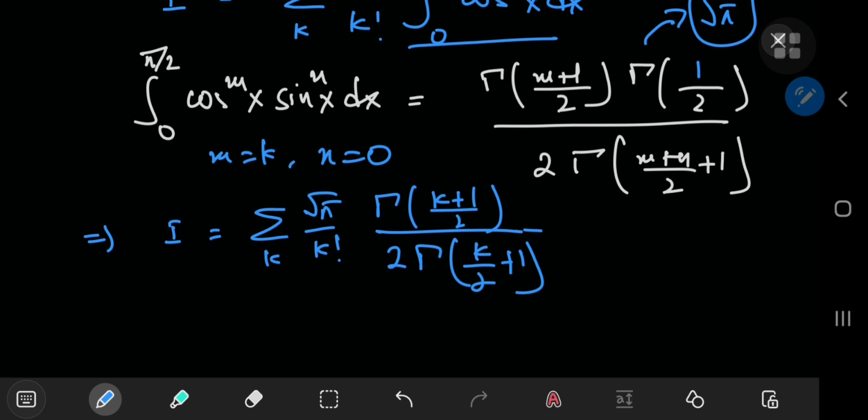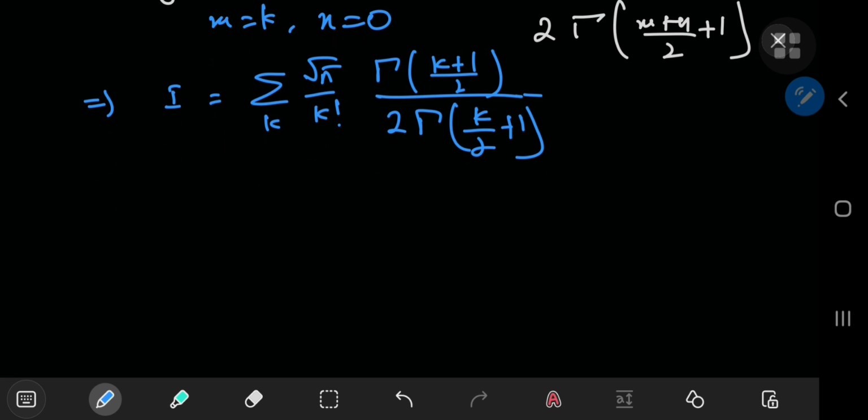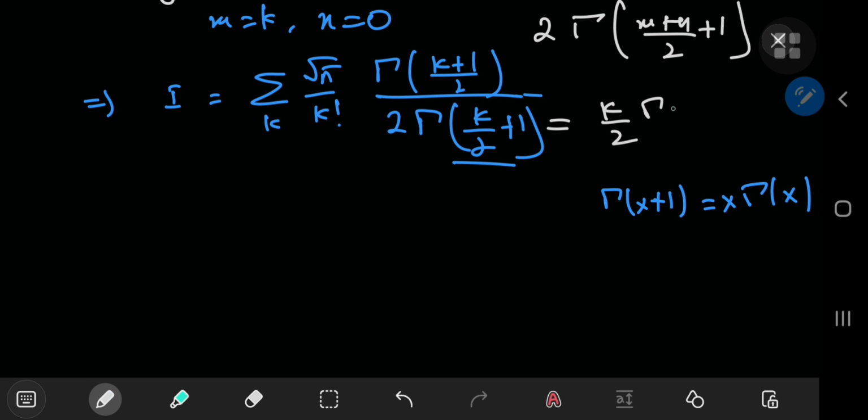And immediately we can use a recursive formula for the gamma function. We know that gamma of x plus 1 equals x times gamma of x. So gamma of k by 2 plus 1 equals k by 2 times gamma of k by 2. And we have a 2 being multiplied here as well, so they just cancel out.